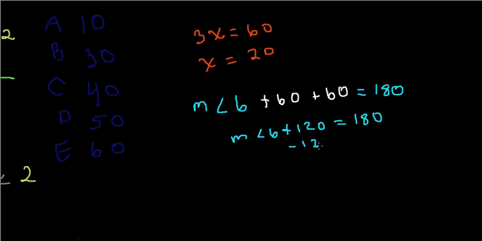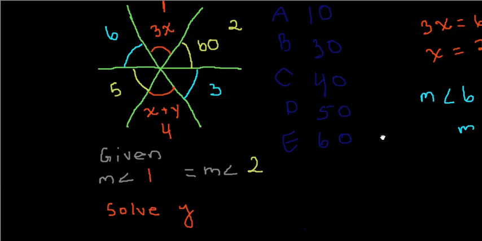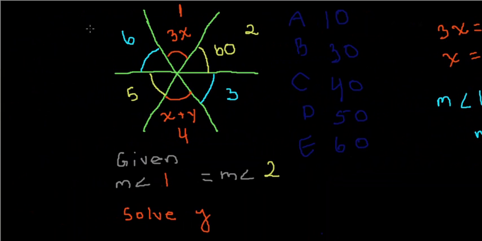Subtract 120 from both sides. This cancels out. 180 minus 120 is 60 degrees. And measure angle 6 is equal to 60 degrees. Cool. And so now we know if this is 60, then this also has to be 60. And so measure angle 5 also has to be 60.